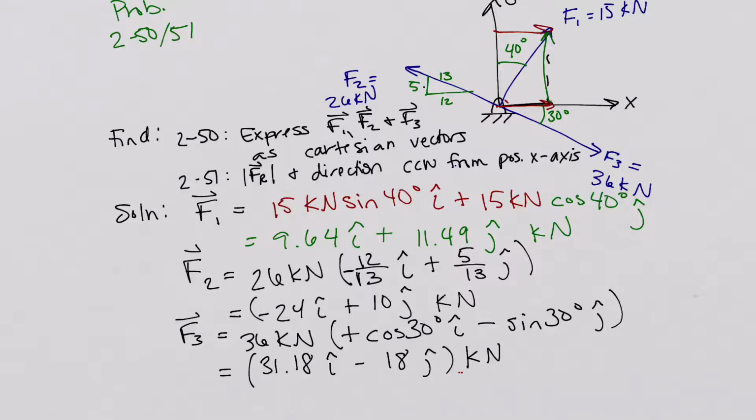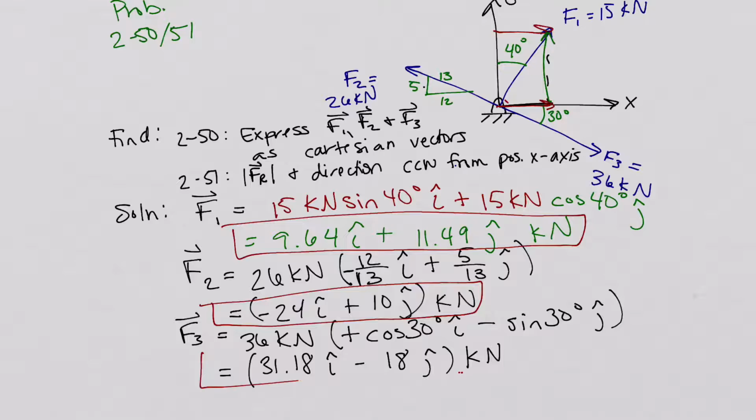I'm going to circle them in a different color. So this one is F2, we have F1, and then we have F3. And these are going to be helpful for us as we go to the second part. For the second part, they want us to find the resultant force and direction counterclockwise from the positive x-axis. So what we just found is going to be helpful for that.